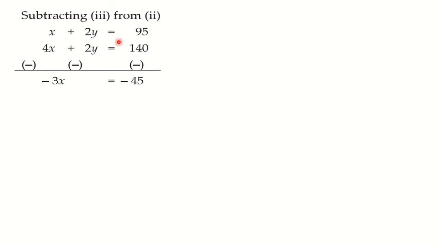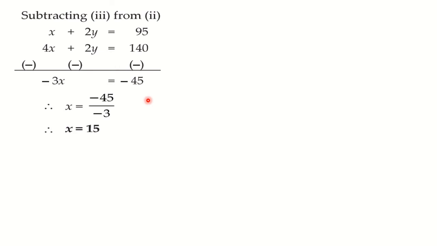So equation 2 you will write up and equation 3 you will write down. x plus 2y is equal to 95 minus 4x plus 2y is equal to 140. When we subtract, we have to change the sign of the second equation. Each and every term sign you need to change. So all positive signs became negative. Now minus 4x plus x gives you minus 3x, and minus 140 plus 95 gives you minus 45. So you got 3x is equal to 45 and from that you will get x is equal to 15.